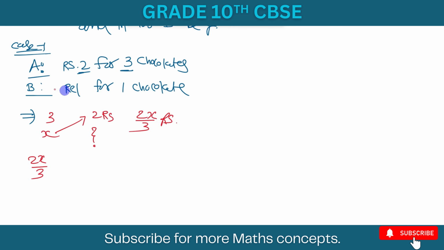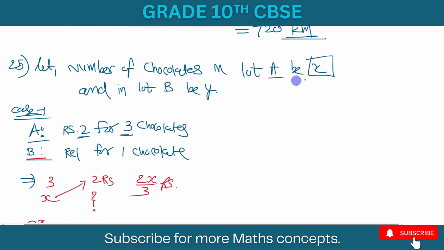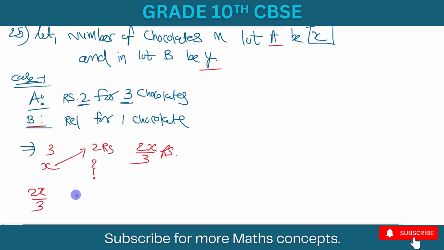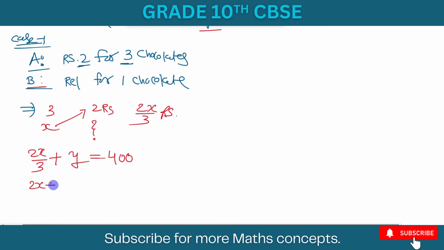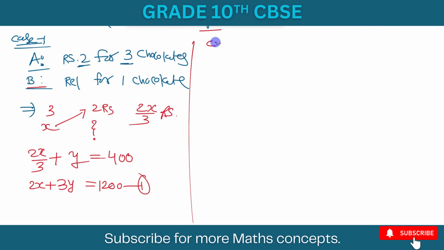And the second scenario for lot B is 1 rupee for 1 chocolate. So total y chocolates are there. So the total amount generated is y multiplied by 1, which is y. So the total is 400. Like that we can frame equation number 1. Again, just write in standard form by taking the LCM: 2x plus 3y is equal to 1200. Give it number 1. So this is case number 1.